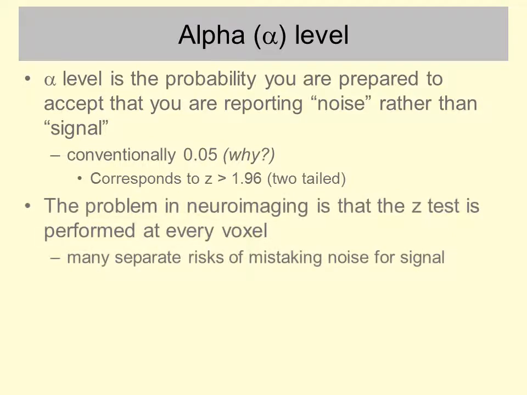But we've got a big problem in neuroimaging in that we're actually performing our calculation of Z and our thresholding at every voxel, and so given that if we use the 0.05 alpha level, it would be a 5% chance at every voxel of a false positive result being reported. So we'd actually get lots of false positives across the brain. We need to do something about that.